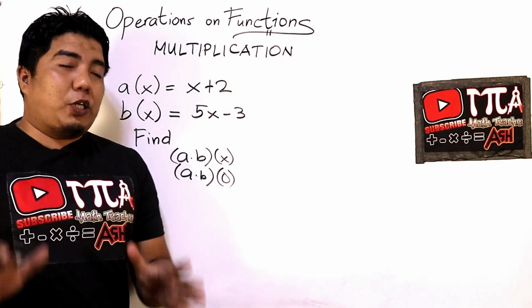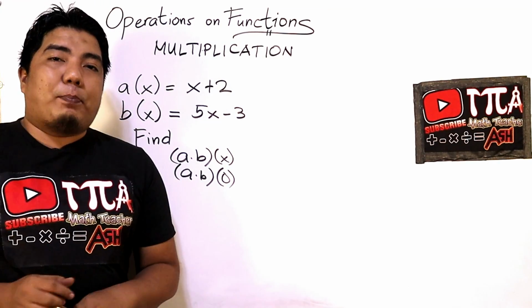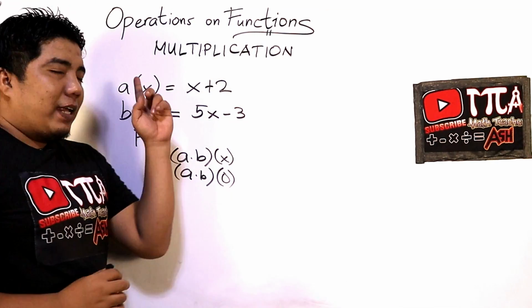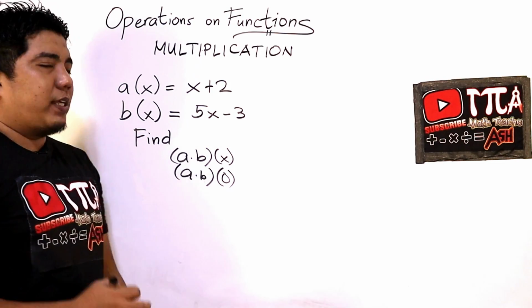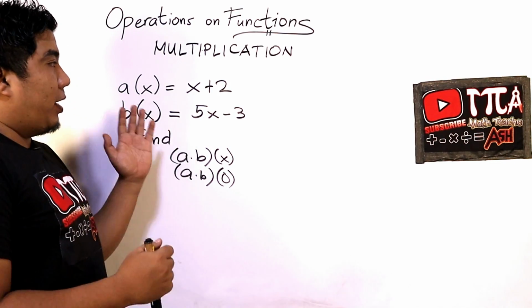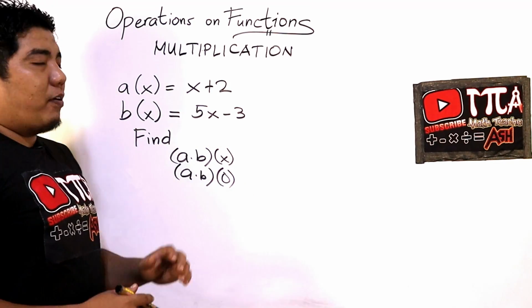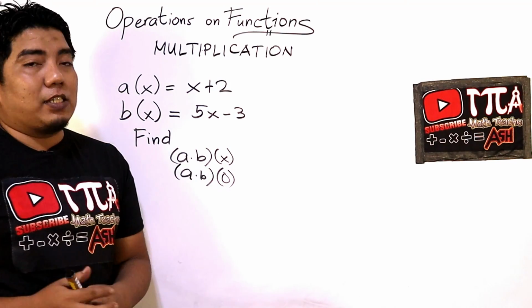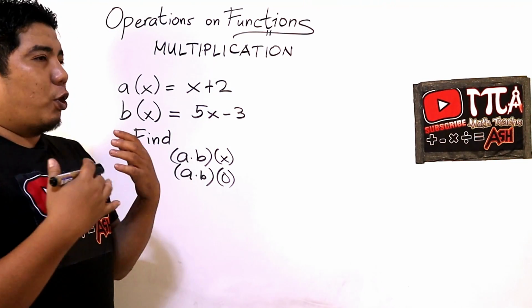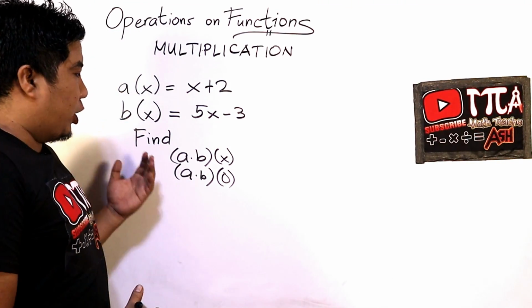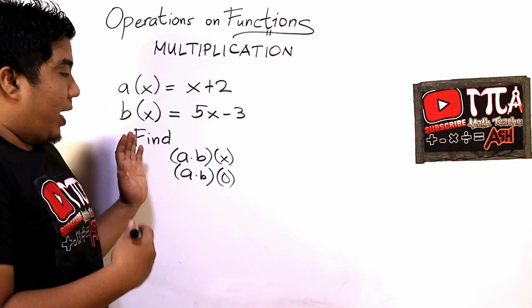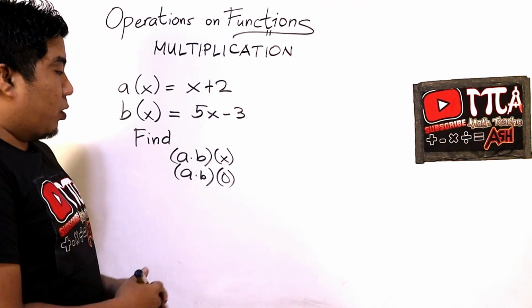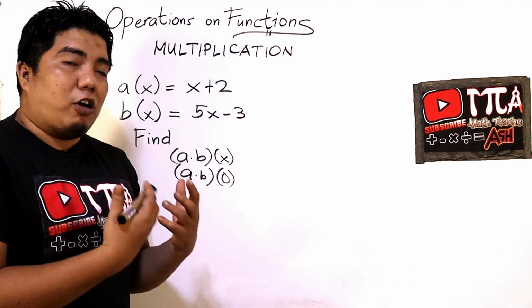Okay, math learners, as you can see in our first example, we have two functions given, the a of x and the b of x. A of x has the function x plus 2, while the b of x has the function 5x minus 3. Okay, so what we are asked to find here is to find a times b of x and a times b of 0.